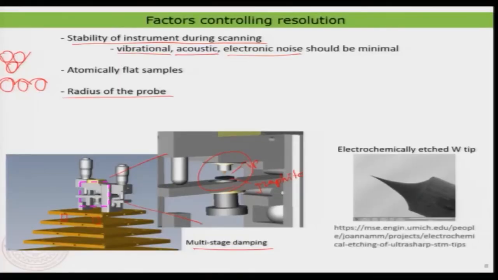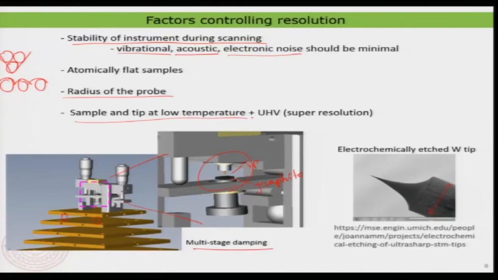This is something called an electrochemically etched tip. Using electrochemistry, you can etch material out of a small wire. The wires are typically only about a quarter of a millimeter wide, but you can still remove material and get an extremely sharp tip. Or you can even take a wire and, just by mechanical cutting, make an atomically sharp tip. That's surprising, but you can do that.